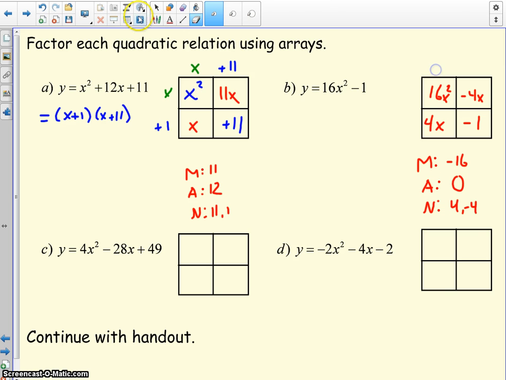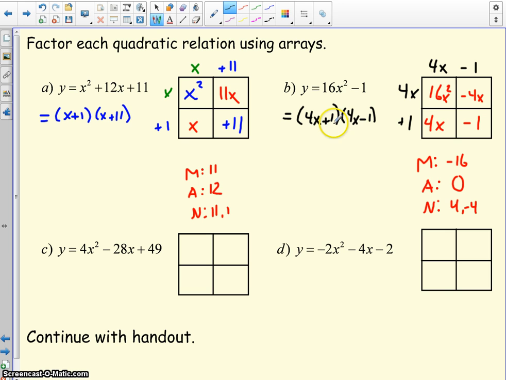So the one that's actually going to work here is going to be 4x and 4x. Okay, so 4x times what gives me negative 4x? Negative 1. And 4x times plus 1 gives me 4x. So this becomes 4x plus 1, 4x minus 1.